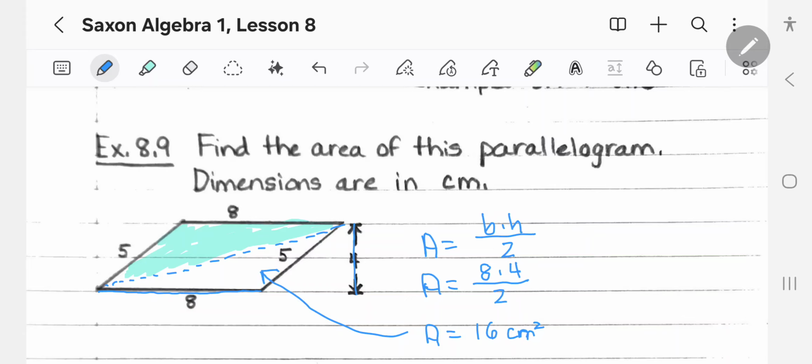Now the other one is going to be exactly the same thing because you have a base of 8. And if you extend it, well, actually, I guess you could do it, yeah, like this. Extend it here and find this height. It's going to be the same as this height over here. So this 8 times this 4, which would be 32, and then half of it. So since we know they're both the same, we're just going to double that. So we know the area of the entire parallelogram is 32 square centimeters.